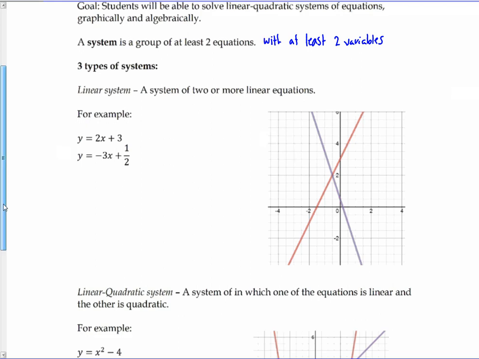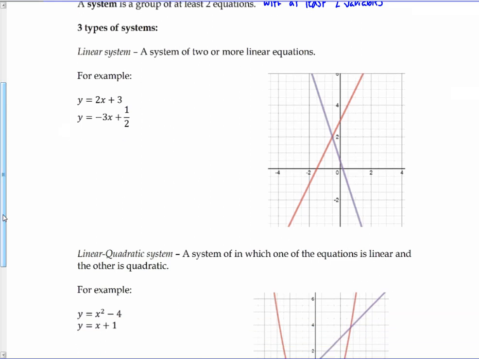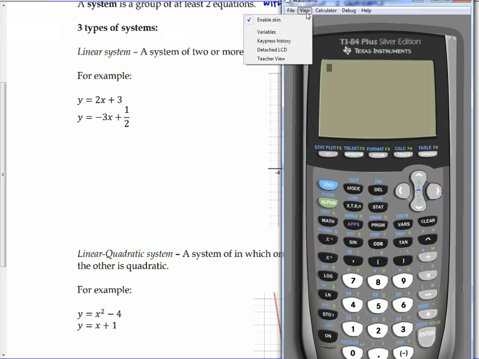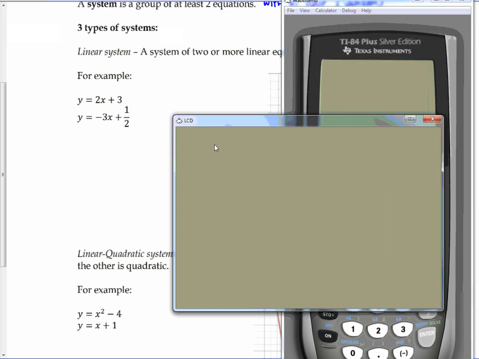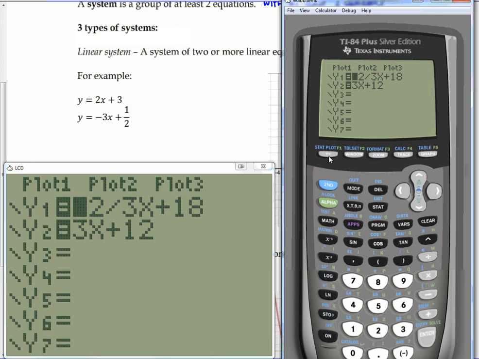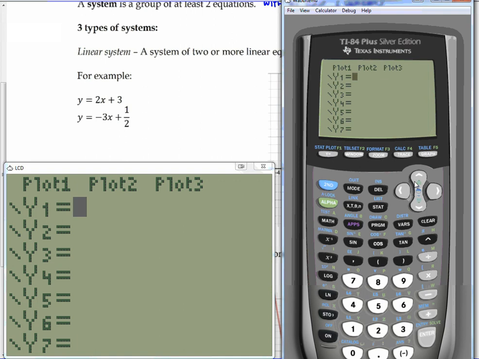So let's do some review. Grab your graphing calculators. Okay, so back in the day, you found the solution to the equation by, what was the first step? So you went to y1, let's clear what's there, and you plugged it in. So 2x plus 3 and negative 3x plus a half.